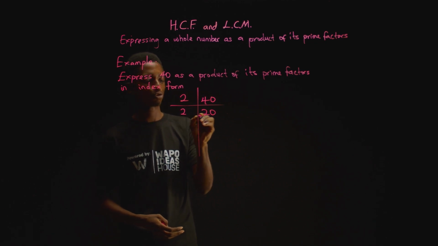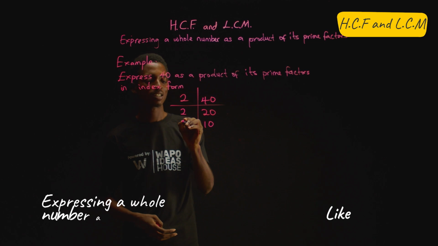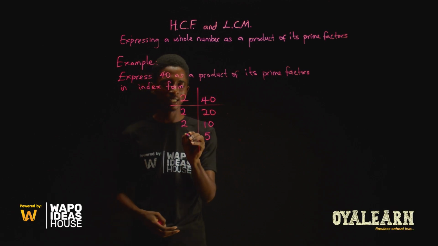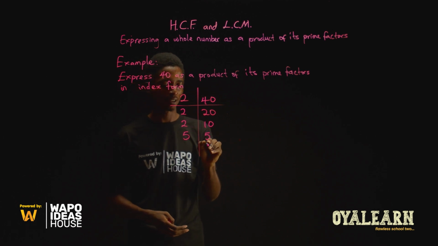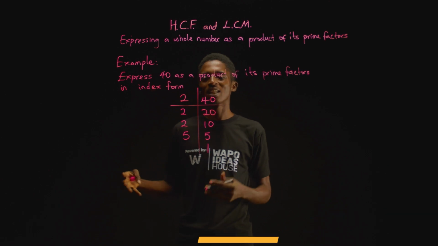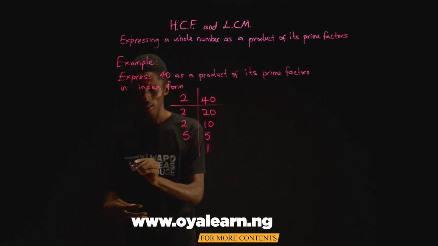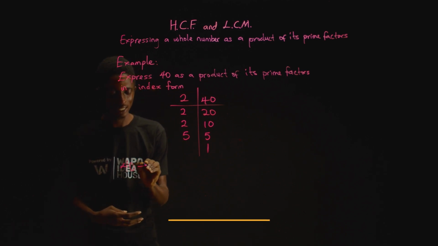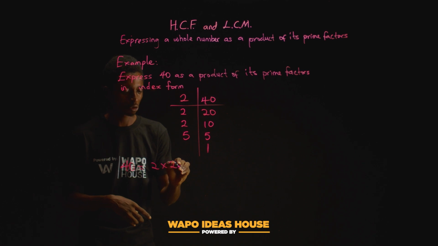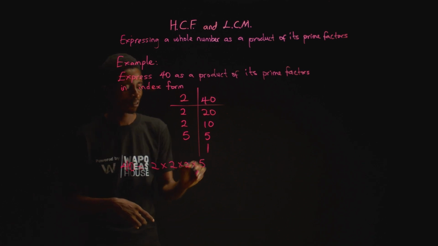So that is 2 in 20, 10. Then 2 in 10, 5. And then finally 5 in 5 to give you 1. Now that we have arrived at 1, let us now express 40 as the product of its prime factors. That is 40 equals 2 multiplied by 2 multiplied by 2 and multiplied by 5.